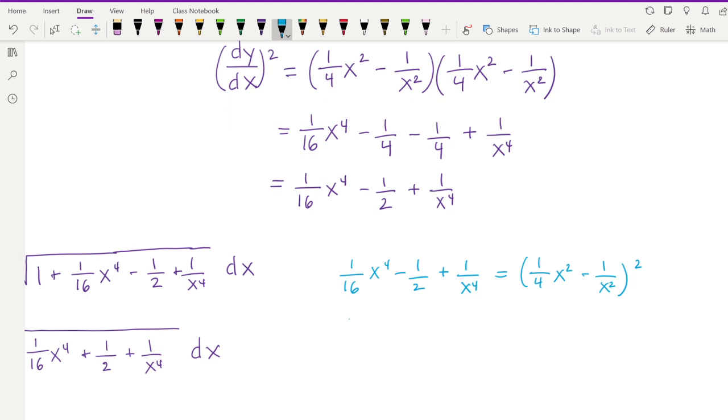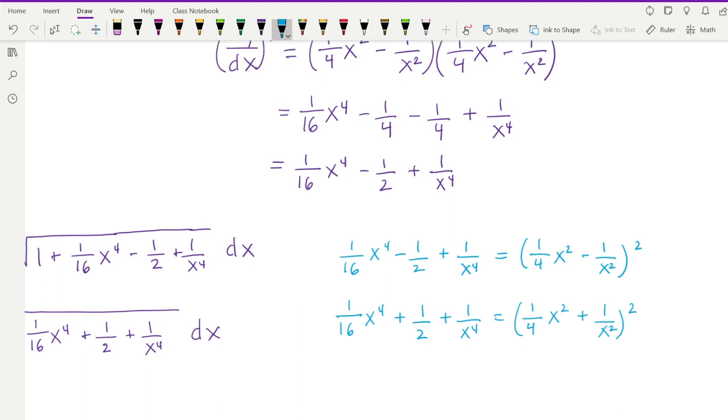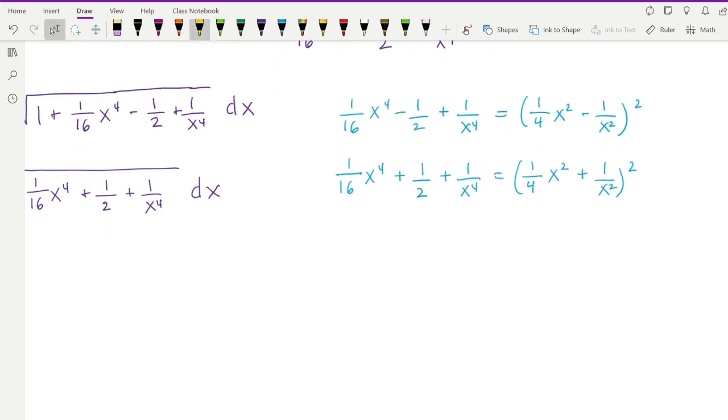And so now we have instead 1 over 16 x to the 4th plus 1/2 plus 1 over x to the 4th. And so how can that factor? Well, that's actually going to factor exactly the same, except with a plus sign instead of a negative sign, plus 1 over x squared, squared. So how do I know that? It's basically just a thing with factoring, right?